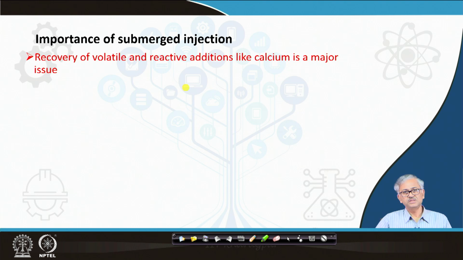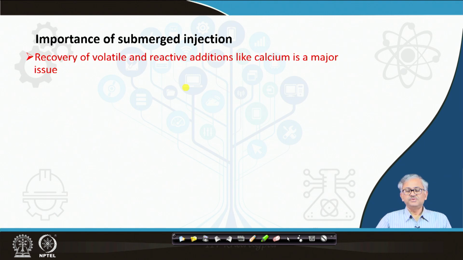Also, it can modify the inclusions, changing their shape in such a way that they are not very deleterious in the service life of the product or during the downstream processing of the steel. So, that is why calcium is to be injected. But why does it have to be injected? Because the problem is that calcium is very reactive and volatile.